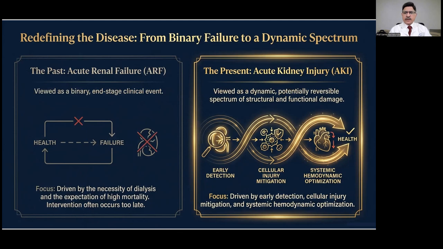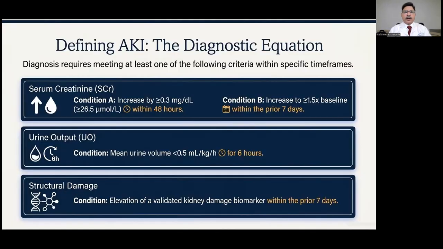This is the most important thing. C for the creatinine, U for the urine output, B for structural damage by the biomarkers. What is the cutoff point? Serum creatinine increase of more than 0.3 milligrams in 24 hours. If it is, let's say, 0.7 earlier, now add 0.3, it has become 1. 1 has become 1.3, or 1.2 has become 1.5.